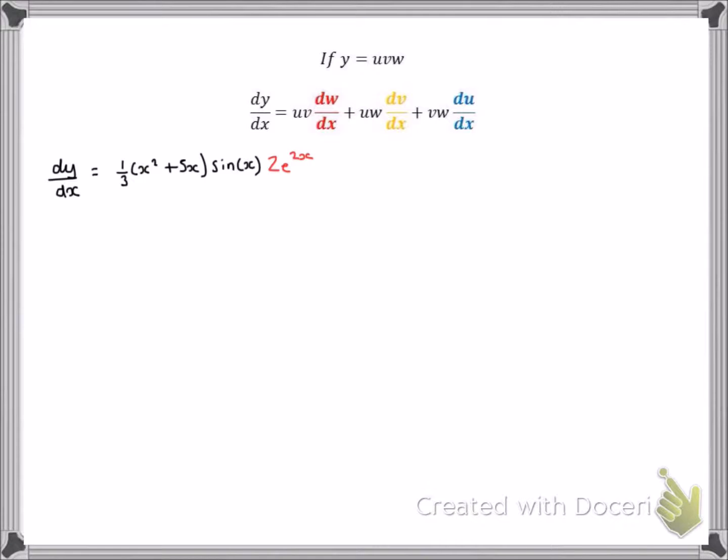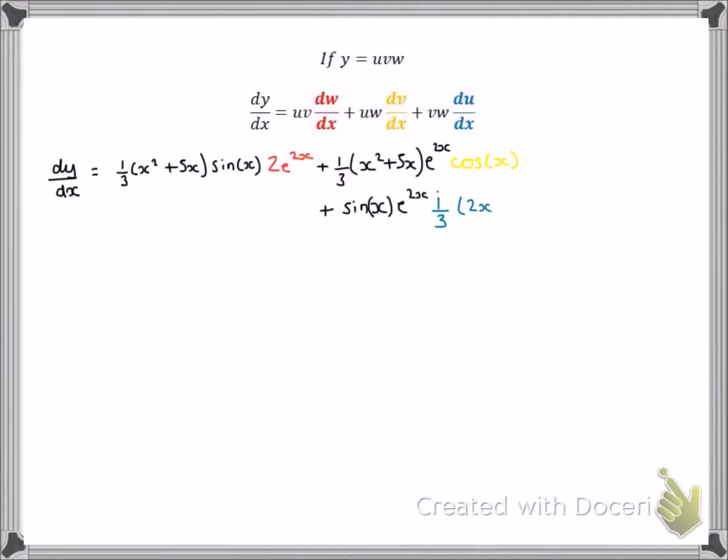Now we're going to add uw dv/dx, so that is again a third x squared plus 5x times e to the 2x. Then we're going to put in our differential dv/dx, and dv/dx we've already established was cos x. And then just going to write this one underneath because I'm running out of a bit of space. And we're going to add sine x, e to the 2x times du/dx, which we said was, to maintain the colour code, a third 2x plus 5.